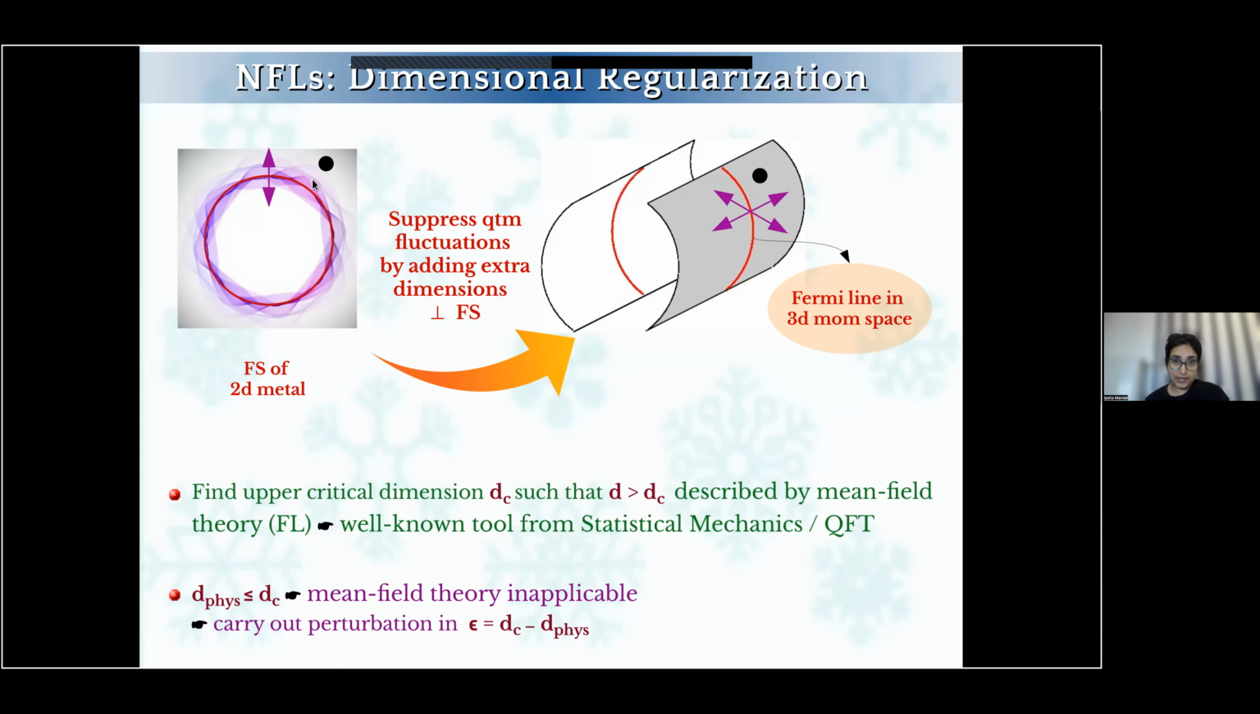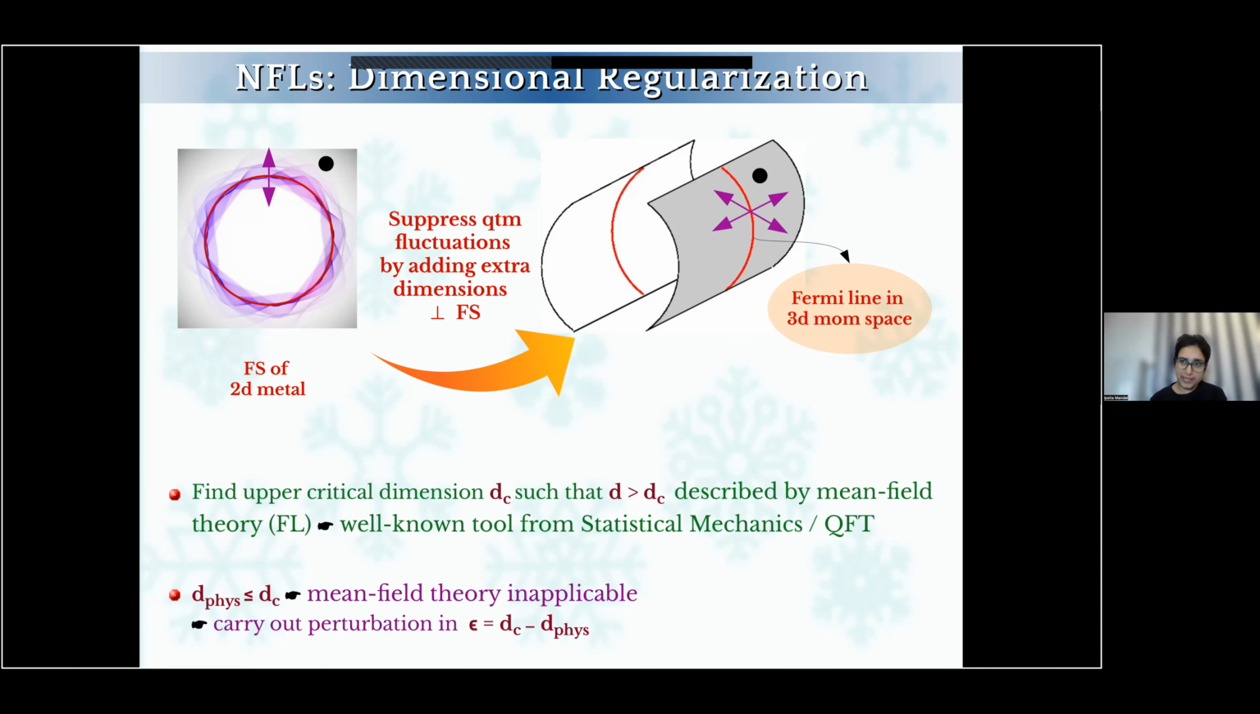But now mathematically, we can suppress these quantum fluctuations by adding some extra dimensions perpendicular to the Fermi surface. So the second picture shows the same Fermi line, but now embedded in a 3D momentum space. Due to this 3D momentum space embedding, it can now fluctuate in two mutually perpendicular directions. So now the probability of this black dot of getting hit by the fluctuation is lower than it was in the 2D case. So basically, this is due to the reduction of the density of states as we increase the dimension of the system. Now, this is a well-known concept from statistical mechanics and quantum field theory.